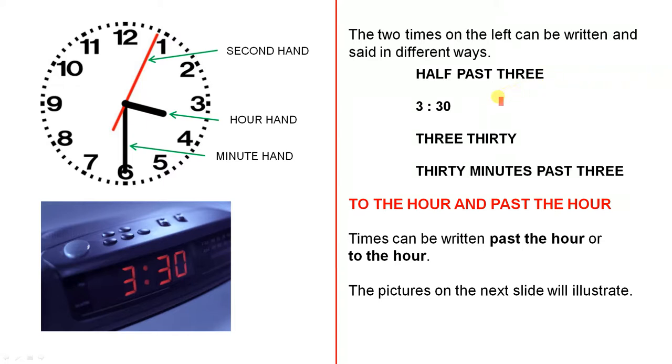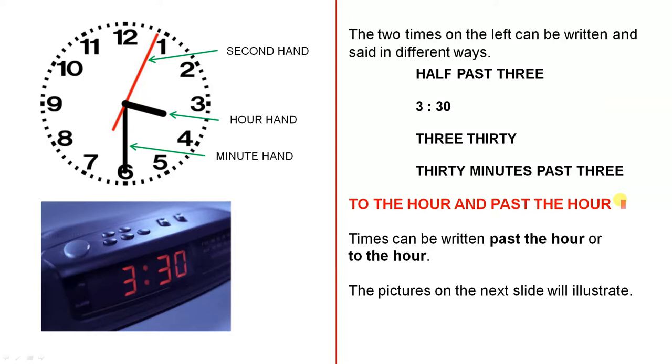3:30. We can write 3:30, or we can write 30 minutes past 3. All of those are quite acceptable. You can see here that that is a digital way of writing the time. So we can say the time or we can write it down in many different ways.